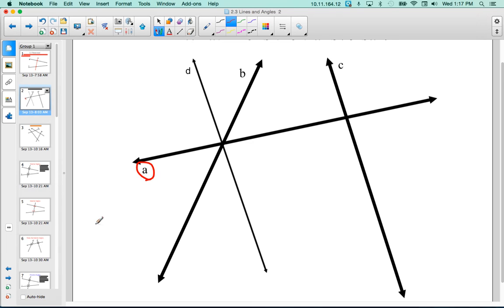A intersects two or more lines, and they have to intersect at different points. I would agree line B and line D also intersect two or more, but their point of intersection is common. It's right here. We need to make sure the intersection points are at two different places, which is why A makes sense: we have an intersection point here and an intersection point over here. So A would be the transversal intersecting B, D, and C.